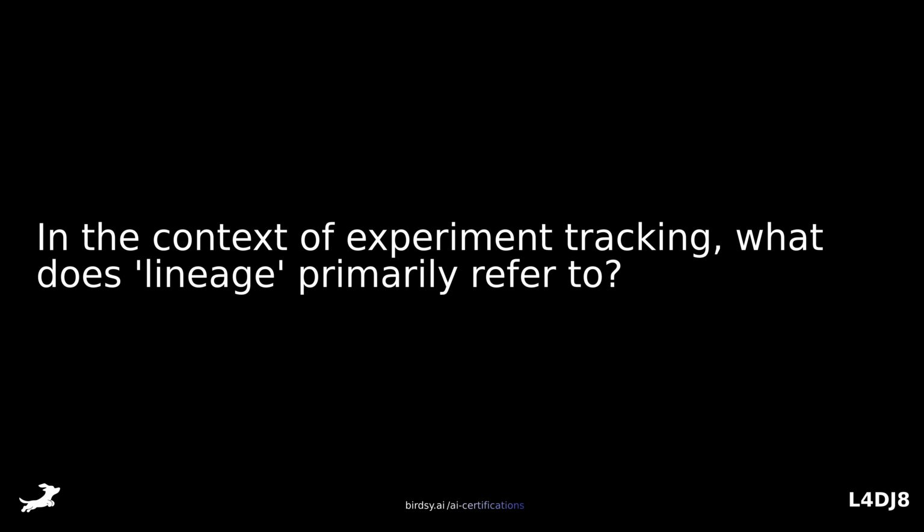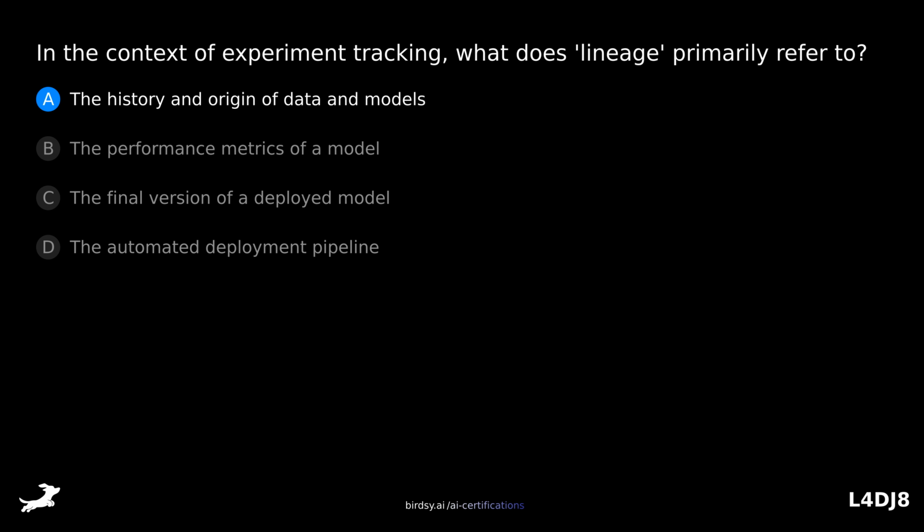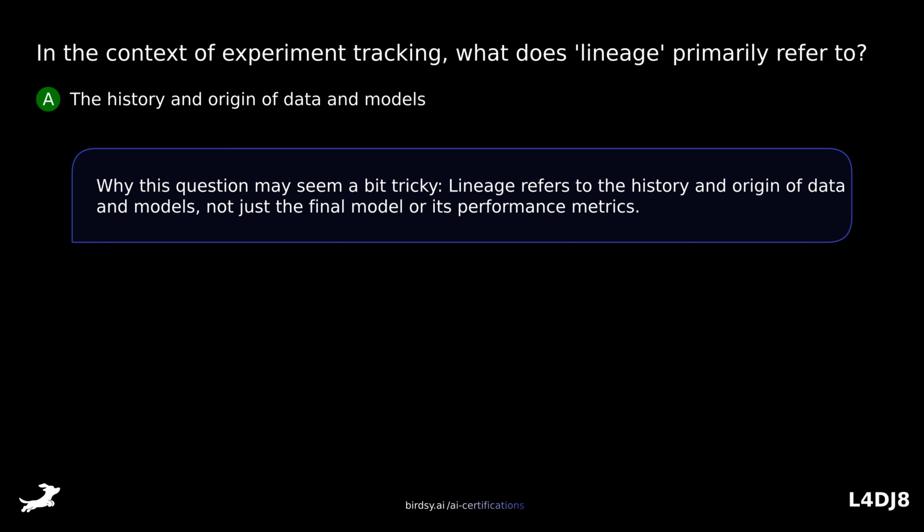In the context of experiment tracking, what does lineage primarily refer to? Is it A, the history and origin of data and models, B, the performance metrics of a model, C, the final version of a deployed model, or D, the automated deployment pipeline? The answer is A, the history and origin of data and models. Why this question may seem a bit tricky: lineage refers to the history and origin of data and models, not just the final model or its performance metrics.